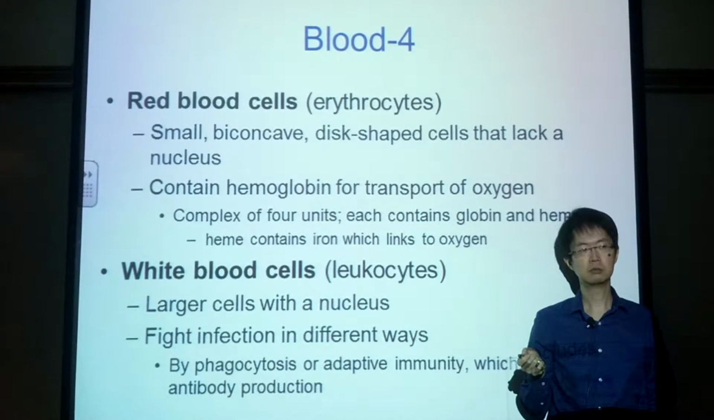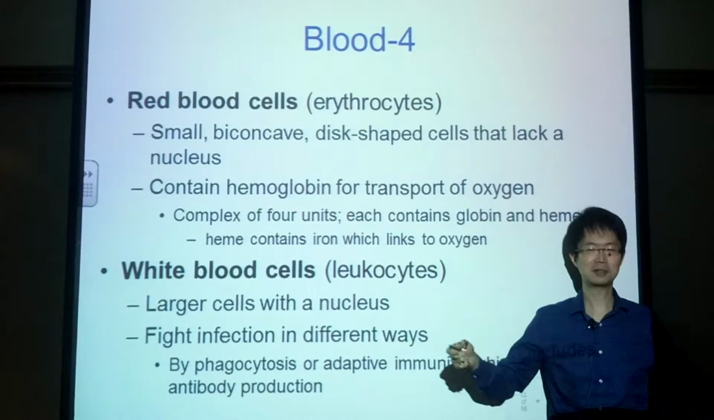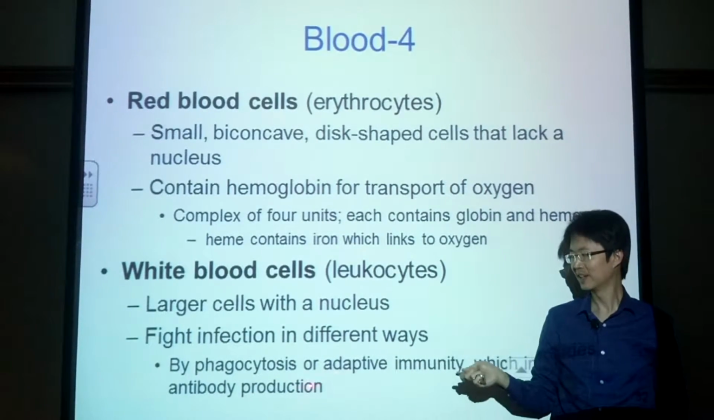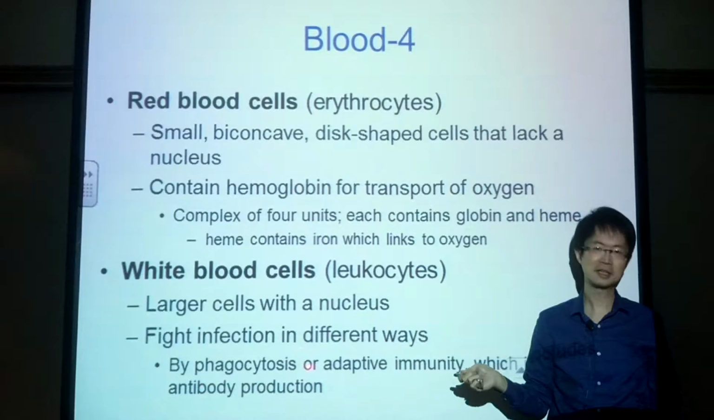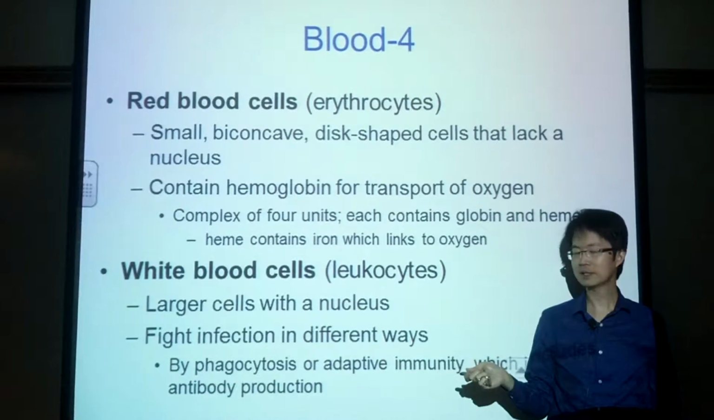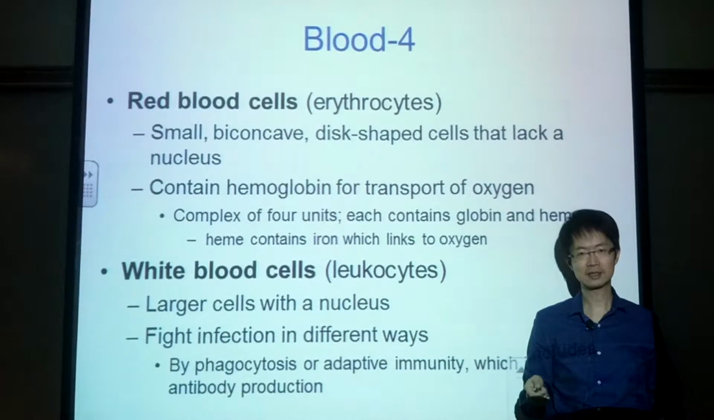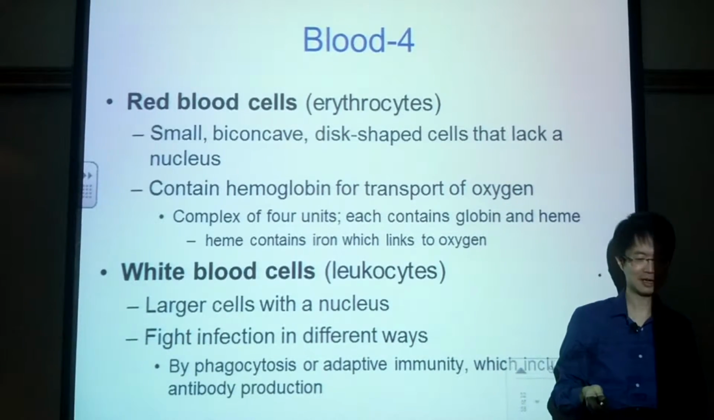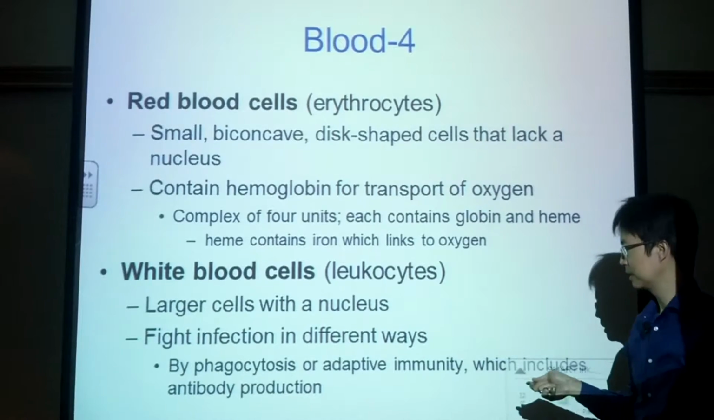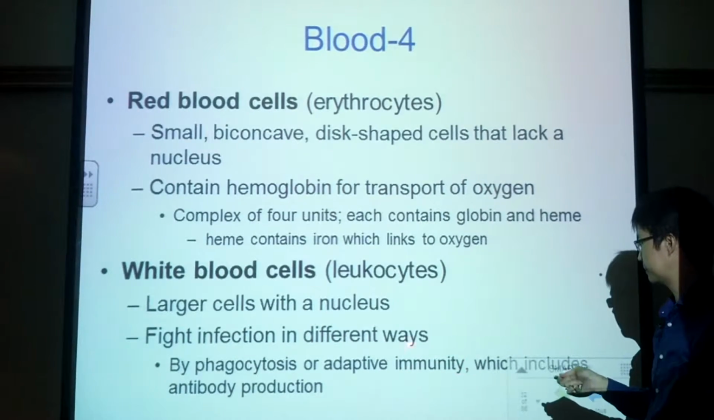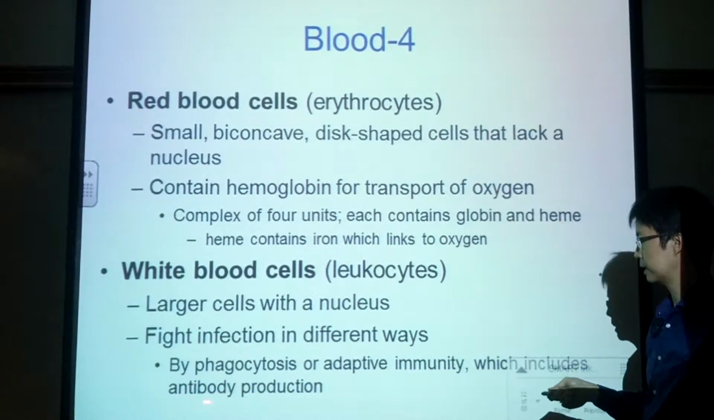So my physiologists, they said that, oh, it's like hugging it. Yes, it's like hug and kiss. So when a white blood cell hugs a bacteria, then it will kiss. Kiss meaning that it will swallow the bacteria. Hug and kiss, remember. And then it can have adaptive immunity, including antibody production.